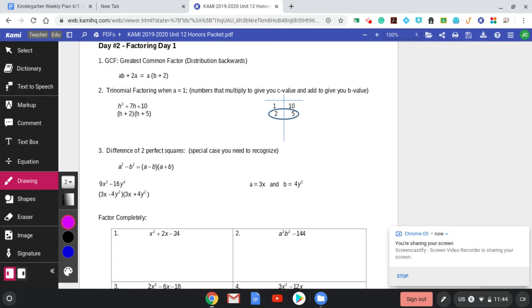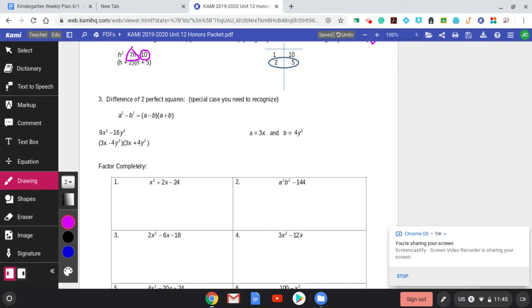There's 3 methods we're going to go over today. First one is a GCF. Is there a number or variable you can take out right at the beginning? Next is when a equals 1 and you're doing a trinomial where it has 3 terms. So that's your multiply to C, but adds to B. We've been doing that all year long. And then one we haven't really been touching upon, but it's not too bad, is difference of 2 perfect squares.